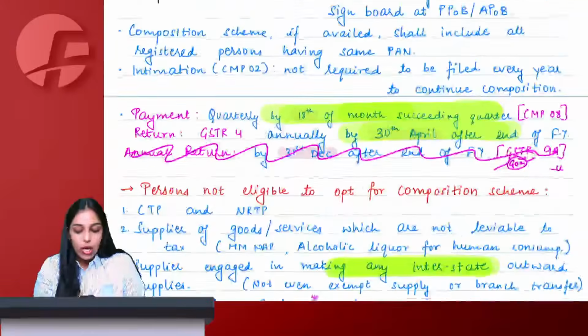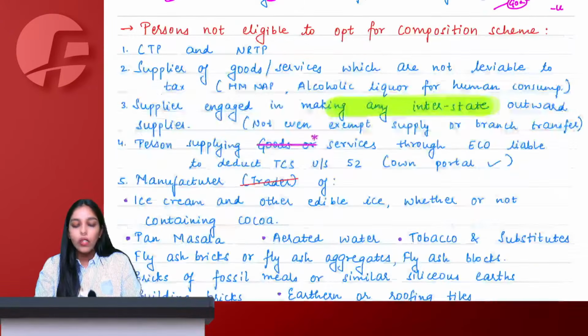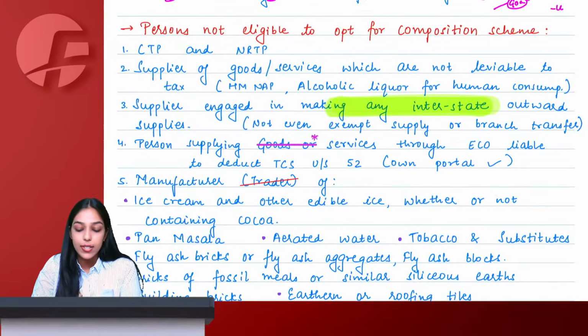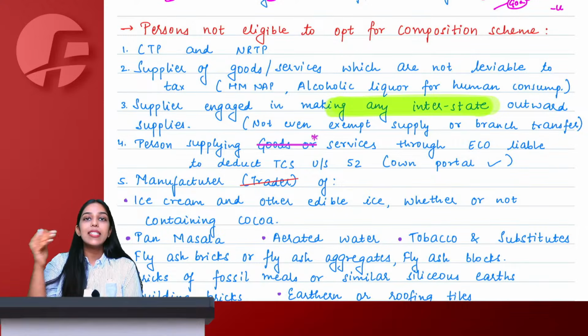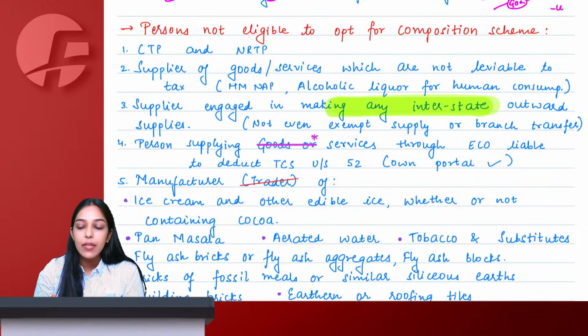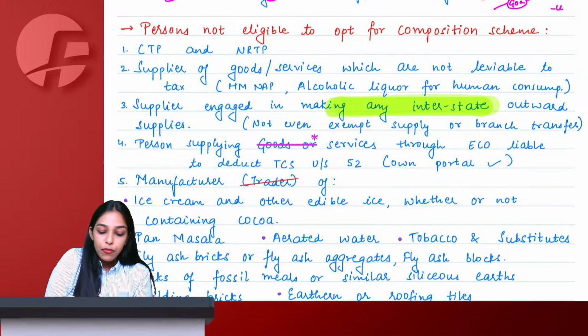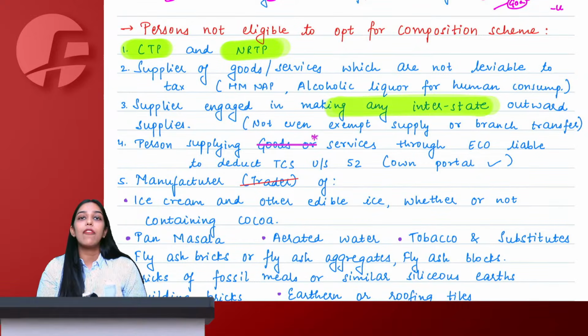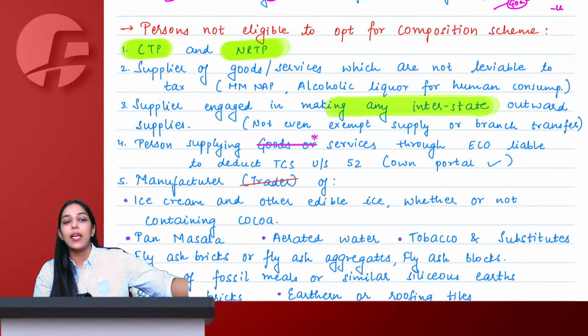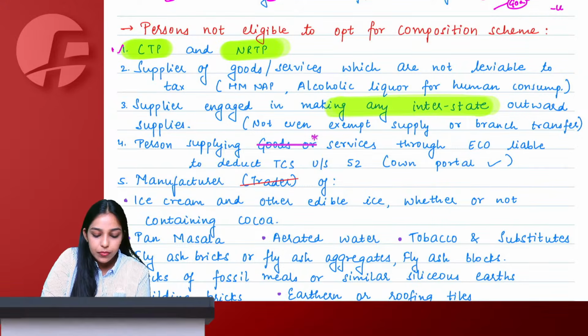Done, ma'am. Chalo. Now we have some persons who are not eligible to opt for the composition scheme. There are some people who are not allowed to take the composition scheme even if their aggregate turnover is less than 1.5 crore or 75 lakh. Who are these people? First is the casual taxable person and the non-resident taxable person. These people are anyway temporary people coming for temporary businesses, so they will have to take a registration as a CTP and NRTP. They cannot take registration as a composition person.